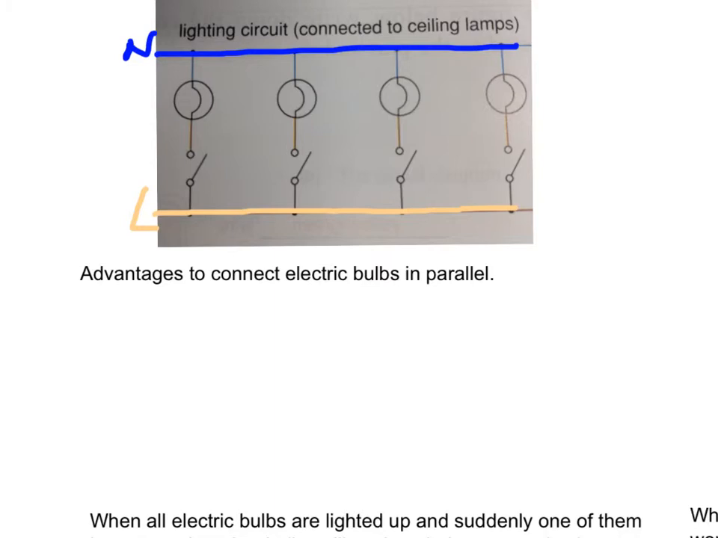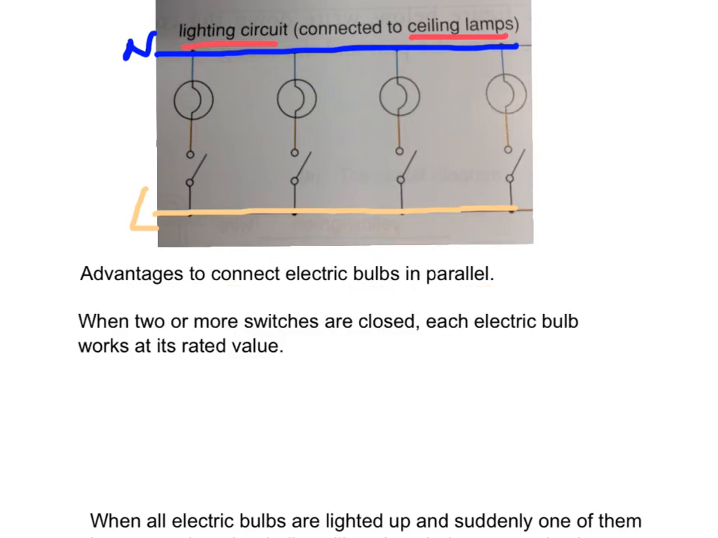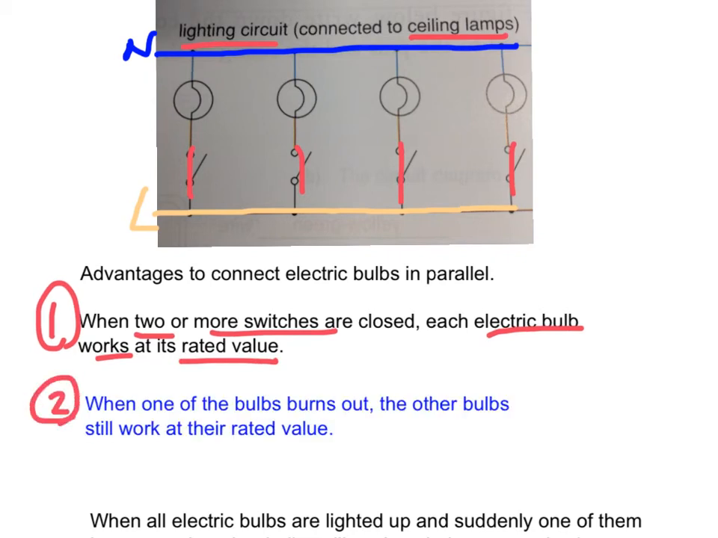Consider the example of a lighting circuit with all the ceiling lamps connected in parallel to the live and neutral wires. What are the advantages of connecting the bulbs in parallel? First, when two or more switches are closed, each electric bulb works at its rated value. Second, when one of the bulbs burns out, the other bulbs still work at their rated value.